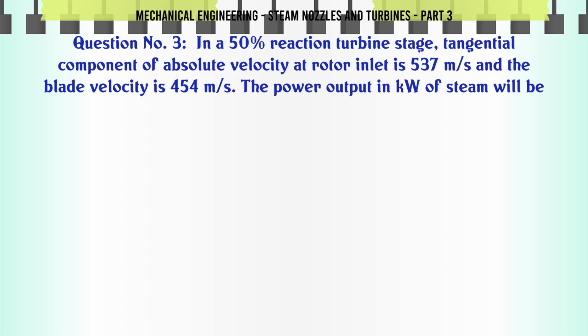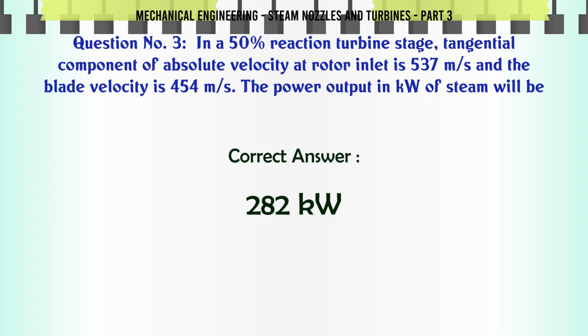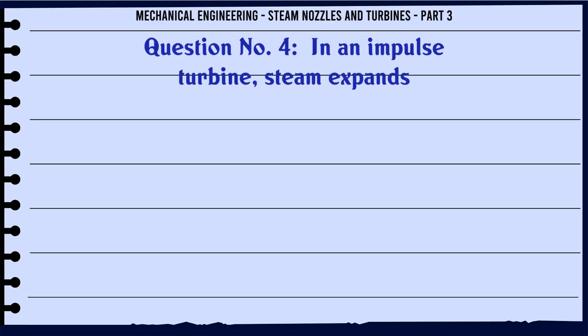In a 50% reaction turbine stage, the tangential component of absolute velocity at rotor inlet is 537 m/s and the blade velocity is 454 m/s. The power output in kW of steam will be: A. 260 kilowatts, B. 282 kilowatts, C. 296 kilowatts, D. 302 kilowatts. The correct answer is 282 kilowatts.